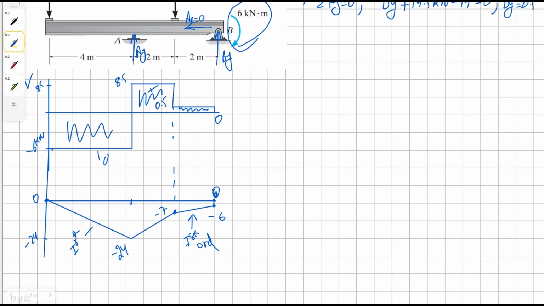Okay, anyways, so we're going to have 6 kilonewton clockwise, so we go up 6 and we come to 0. So this means we drew our graph correctly.